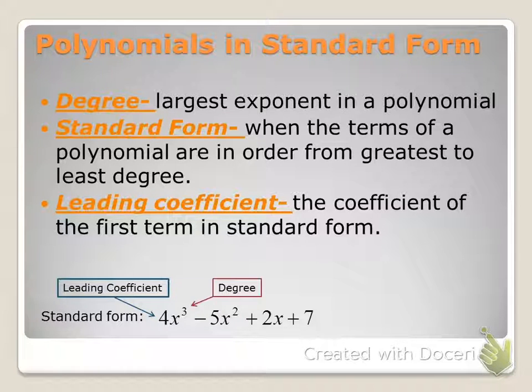The key is to make sure you're written in standard form where you go down your exponents. If you look at the bottom, you'll see it's written in standard form because you go from the third to the second to the first to the none power.